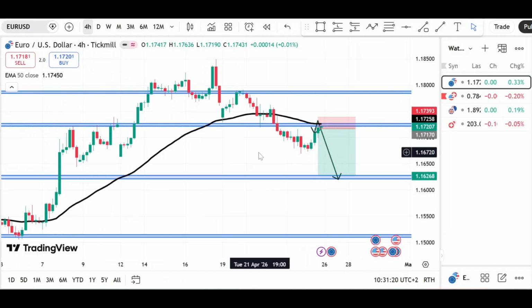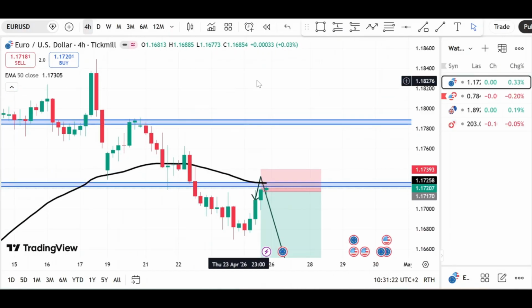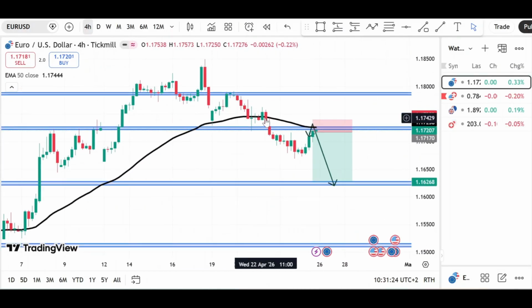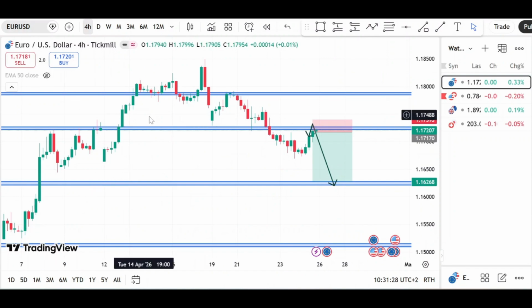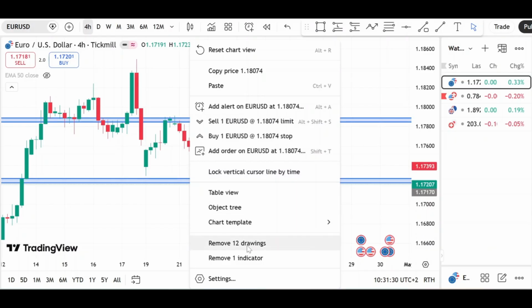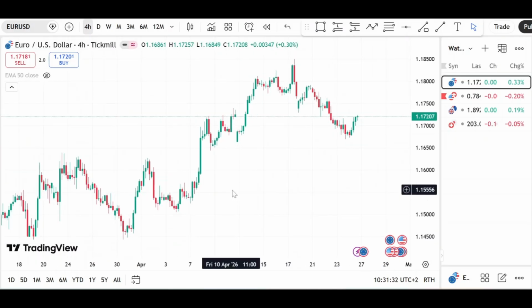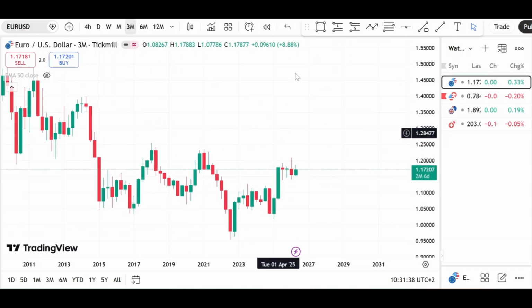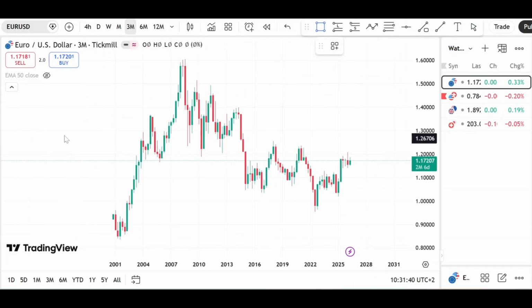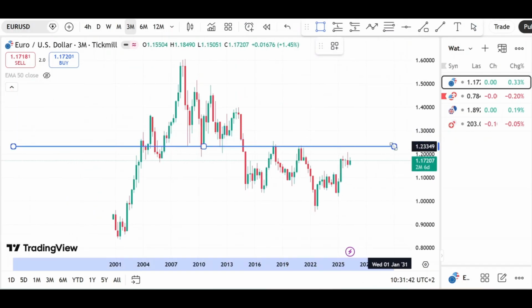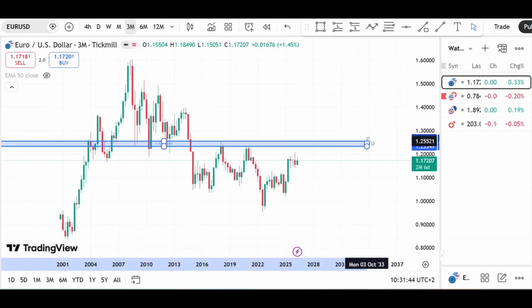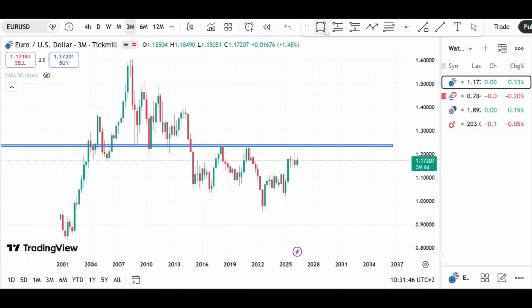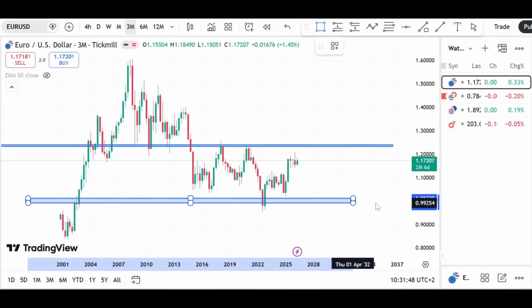So I'm going to top down analyze this pair and see why I said that you are going to look for sale. So I removed all those levels, as you see. Now it's a negative price action. Let's start with a 3-month time frame. This is a 3-month zone. This is another 3-month zone here.